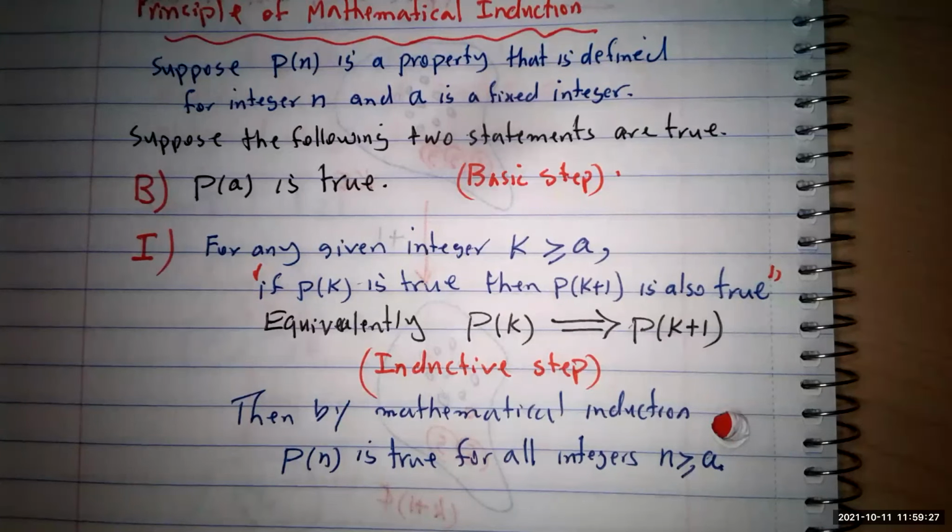What do you want to prove? That famous sum of integers, 1 plus 2 plus 3, up to n, is equal to n times (n+1) over 2. You see, they give you the instruction for all n greater than or equal to 1. That's it. You want to prove this one.